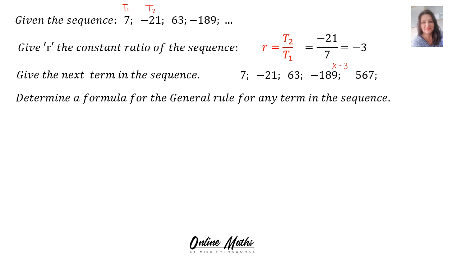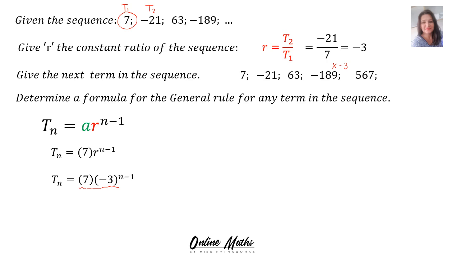Determine a formula for the general rule for any term in the sequence. So the formula Tn is equal to A times R to the n minus 1. A is the first term, which is a 7, and then R we calculated the constant ratio is negative 3. Therefore, the general formula will be Tn is equal to 7 times (negative 3) to the n minus 1. And this is where you stop. You may not say 7 times minus 3. You stop there.